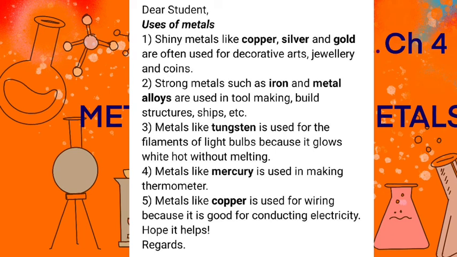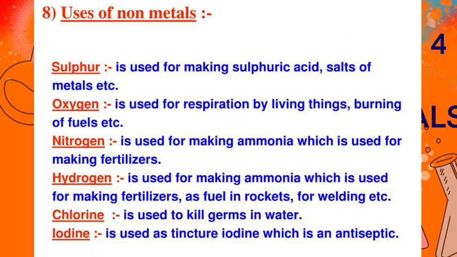Copper is used for making electrical wires. We know that silver has more conductivity than copper, but copper is cheaper than silver, so we are using copper for electrical wiring. And like this, these are the uses.